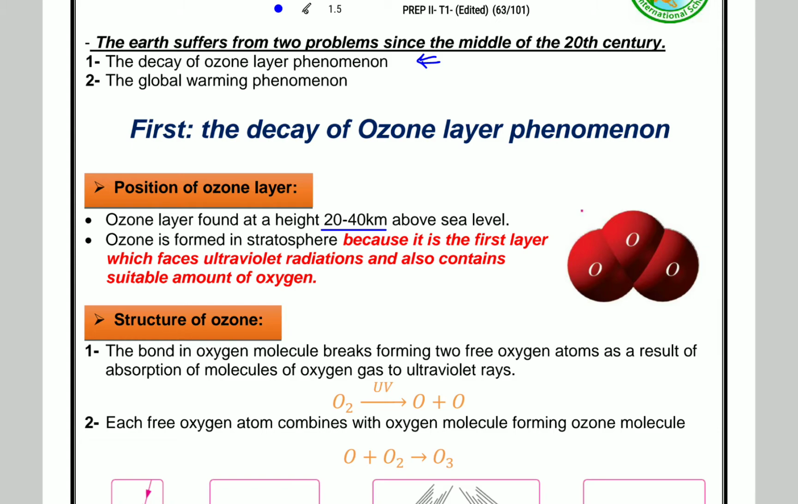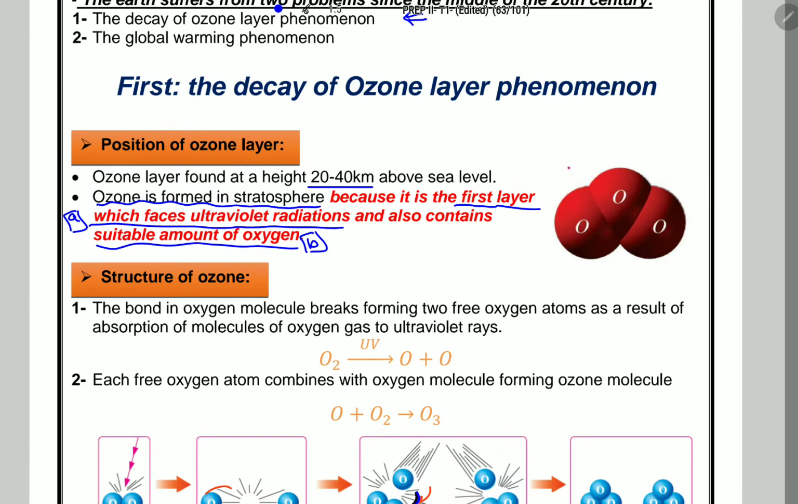So why is the ozone formed in the stratosphere? Because it's the first layer which faces ultraviolet radiations. This is the first reason. And also it contains a suitable amount of oxygen. This is the second reason.